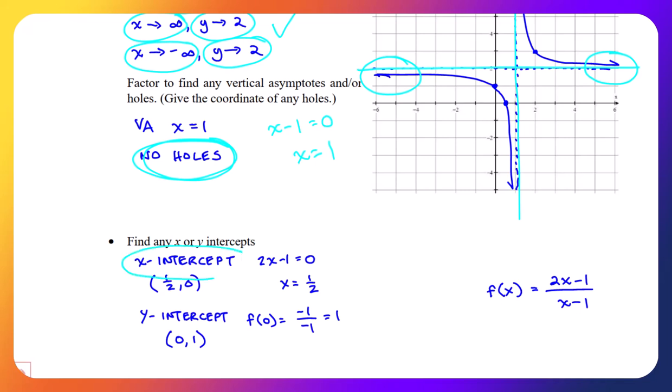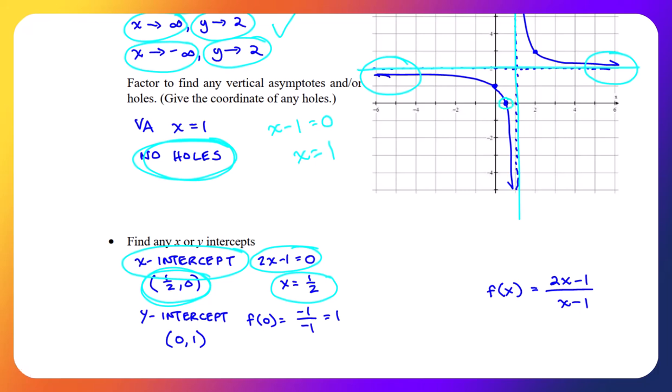To find the x-intercept, the fraction has to be 0. For a fraction to be 0, the top has to be 0. Solve for x, we get 1/2. 1/2 comma 0 is the x-intercept.